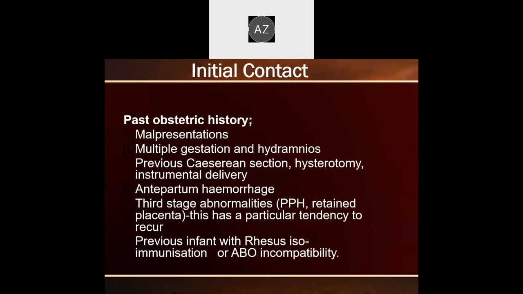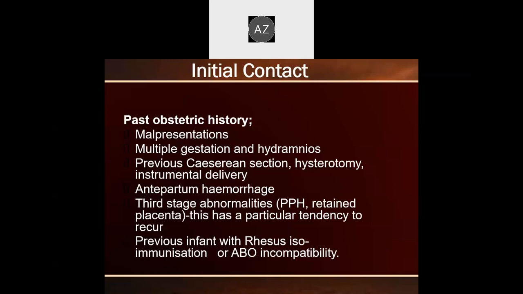On continuation of obstetric history, know the history of malpresentation. You need to know about multiple gestation. Know the history of hydramnios, previous cesarean sections, and the history of antepartum hemorrhage. On the third stage of labor, know the abnormalities surrounding it.